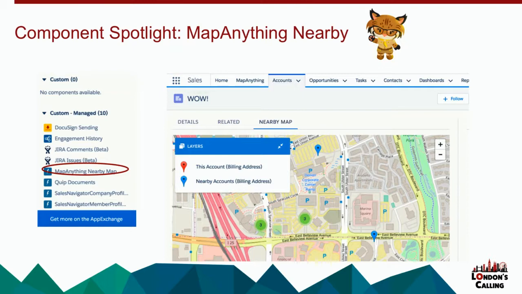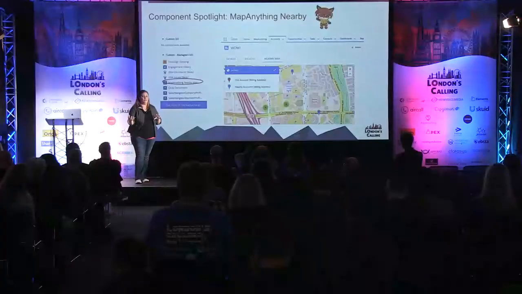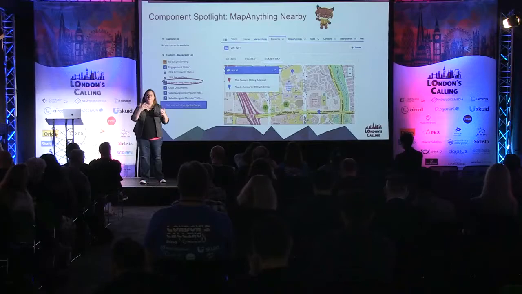So for example, Map Anything, who you can talk to downstairs, has a tool that allows you to map all your records, and you're in that tab, but their component is contextual. So if I'm planning a trip, I can see this account and I can see other accounts around it just in that component. And then I can dig further into the full product if I need to. So not just taking what they had in Classic and moving to Lightning, but really leveraging the new power of Lightning. So even if you have existing tools or partners that you work with, it could be interesting to see what new things they're doing.